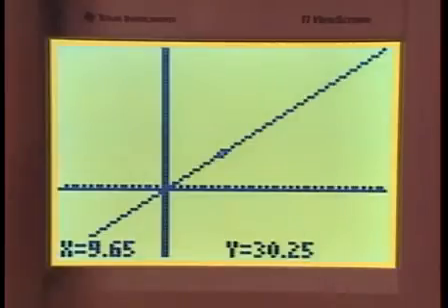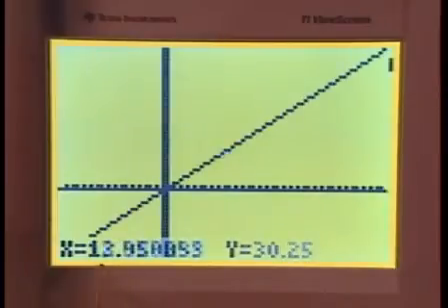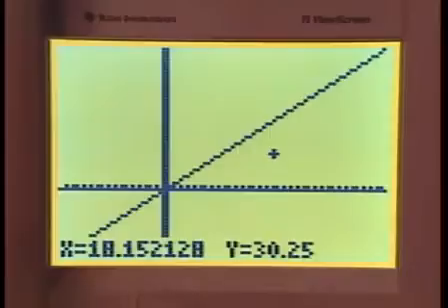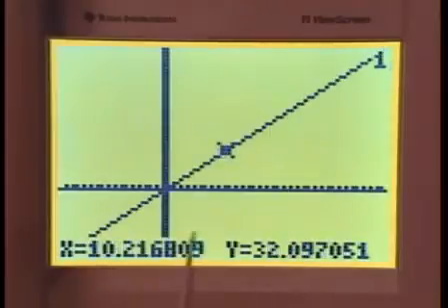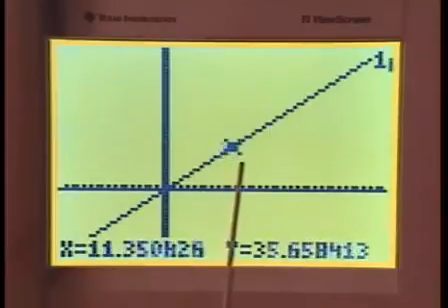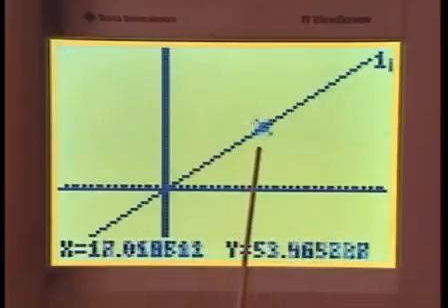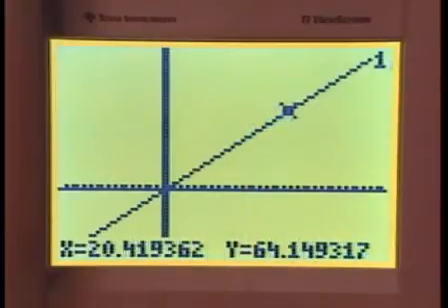Suppose we wanted to answer the question: if I had a diameter of 30 or 20, what would the circumference be? Let's pick 20. So a diameter of 20 means I need to find x equals 20. Oh, sorry, I have to trace. Sorry, let's do that again. If I trace and I go to 20, there I am approximately. At 20, I would have a circumference of about 64.